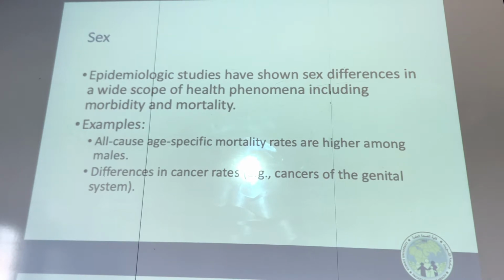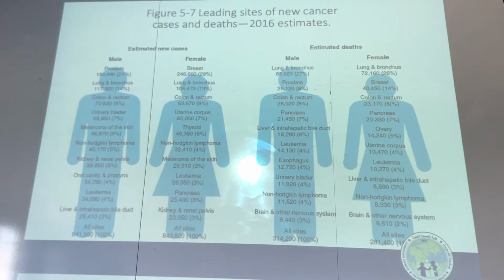We have sex, also a very important variable. Genetic studies have shown sex differences. Of course, males are always more susceptible to prostate cancer, females to breast cancer, so that's a very common thing that you need to think about. And then all-cause age-specific mortality is higher among males. Of course, we stratify by age and then we stratify by gender, so we are going deeper into that relationship in a more complicated way.